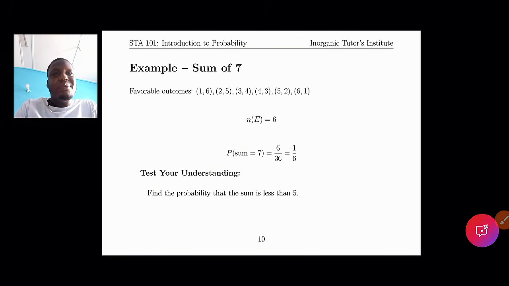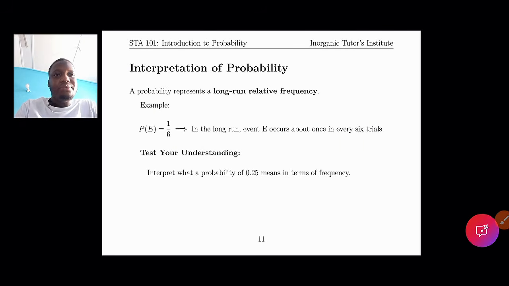After that, you come to number of E, where you count the outcomes in E. So if E has 7 elements, then the number of E will be equal to 7. Then you divide by the total sample space, which is 36. That's how it is done. So please try your hands on it. Okay, let's proceed to the next slide.